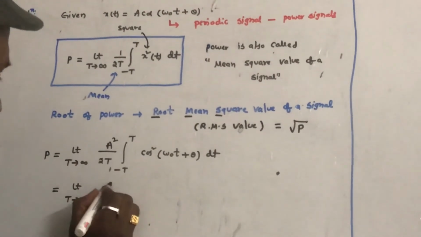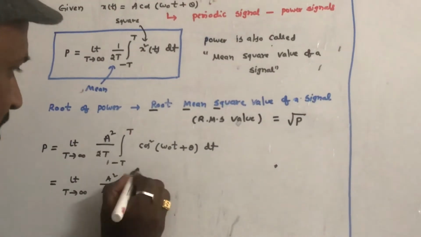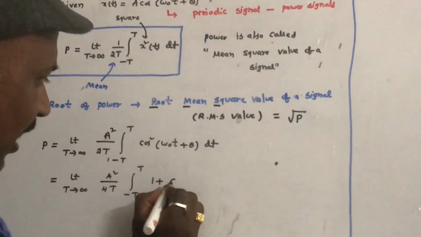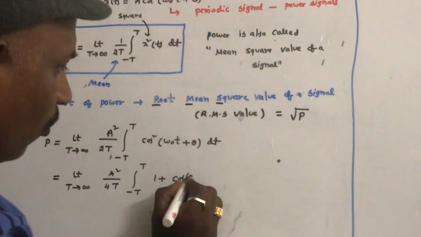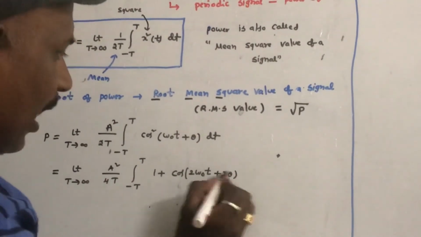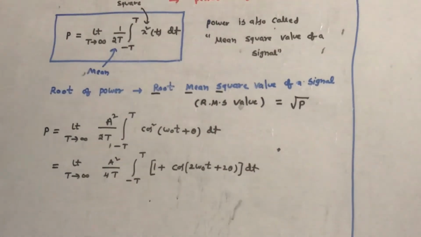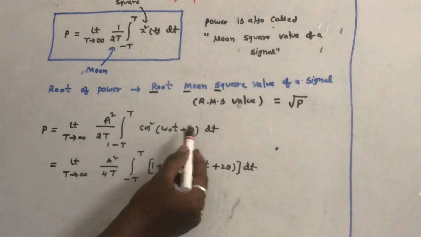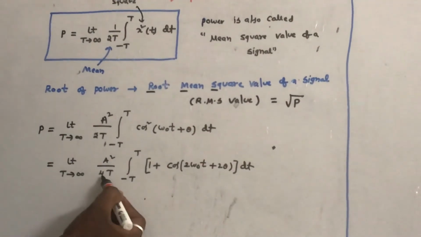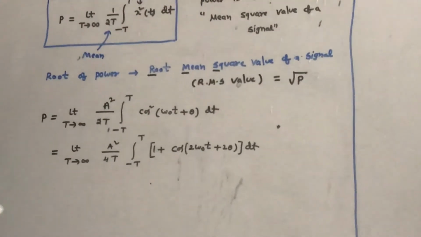I am writing it as A squared by 4T integral from minus T to T of 1 plus cos of 2 omega 0 t plus 2 theta, into dt. I am taking 2 outside, because cos squared theta is written as 1 plus cos 2 theta by 2. So I have taken 2 outside from trigonometric identities. So let us separate these integrals.